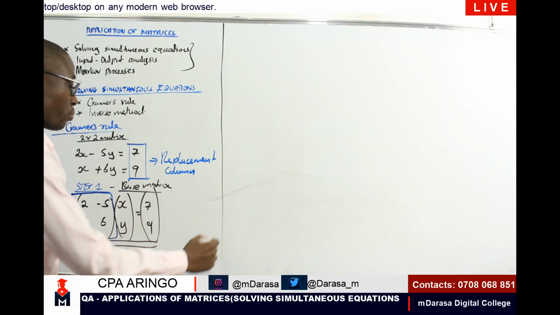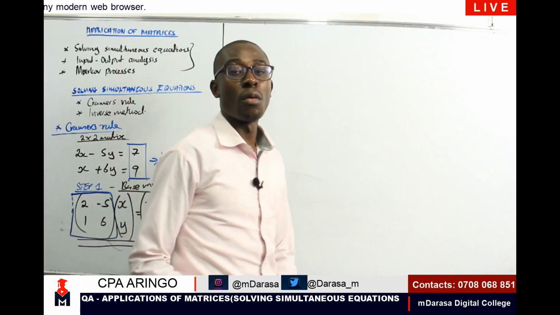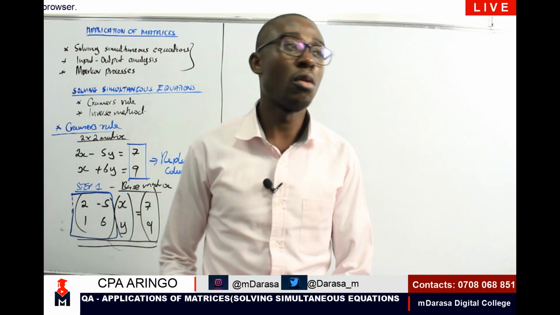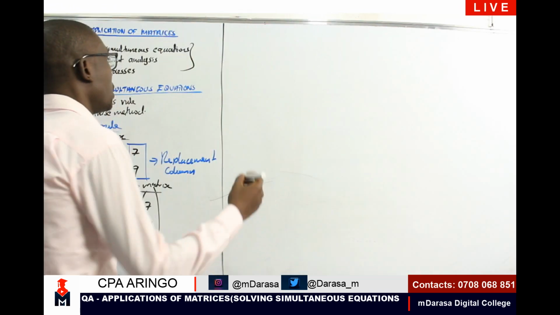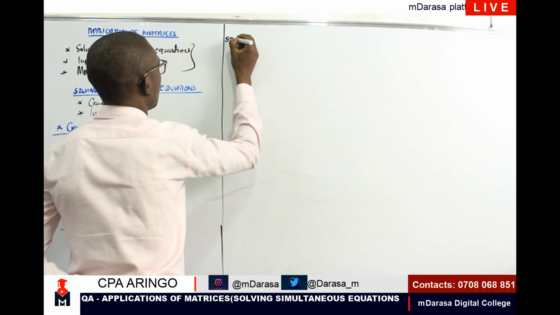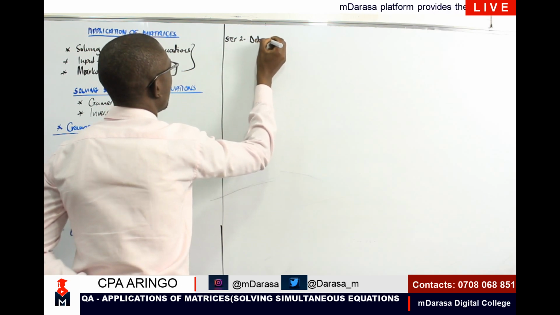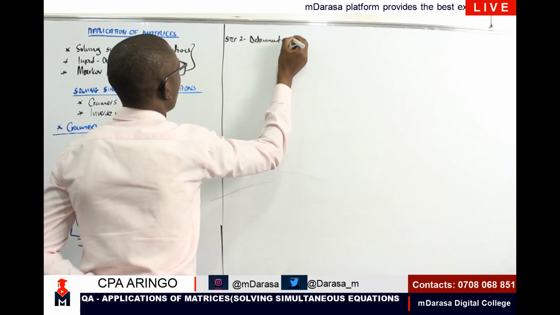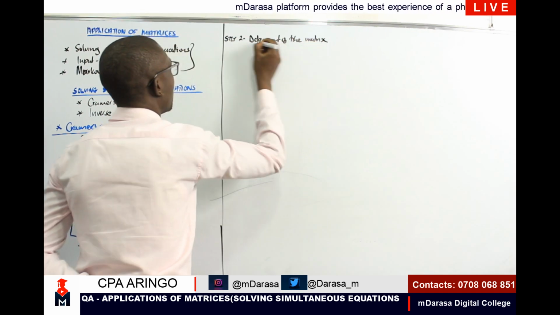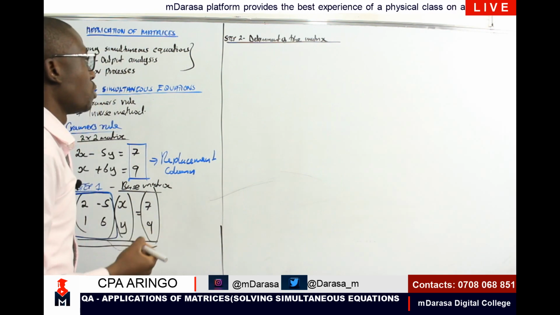Step number 2 at this point, my good students, let us determine the determinant of our base matrix. Recall determination of this as step number 2. We want to determine the determinant of the base matrix. And how do you determine the determinant of the base matrix, my good students? This will be very simple.